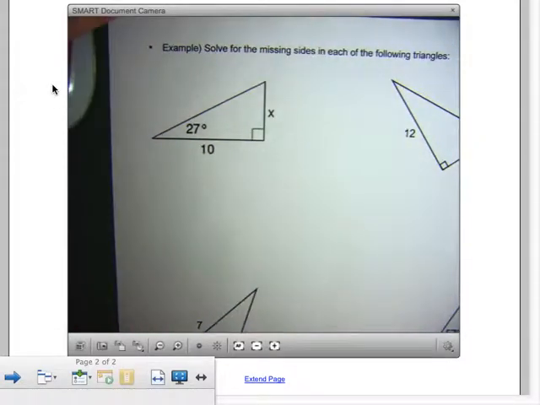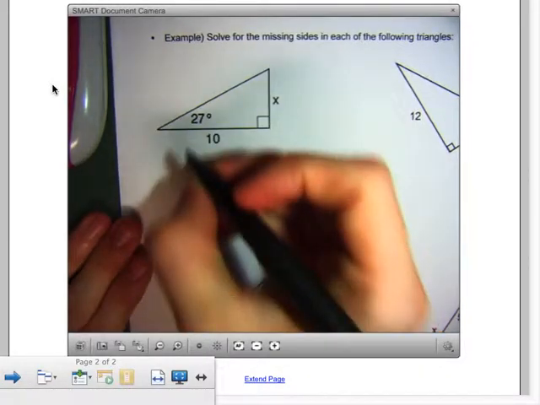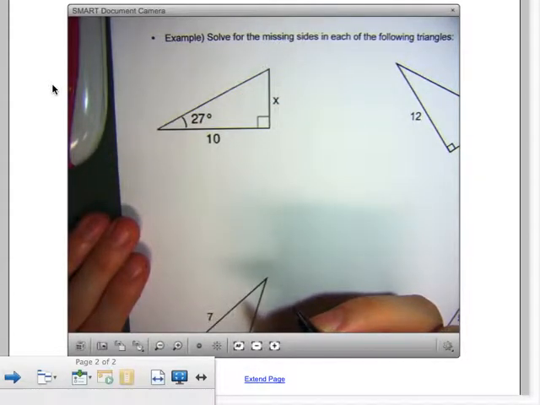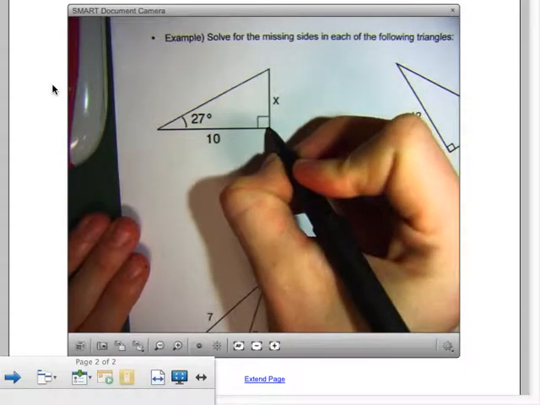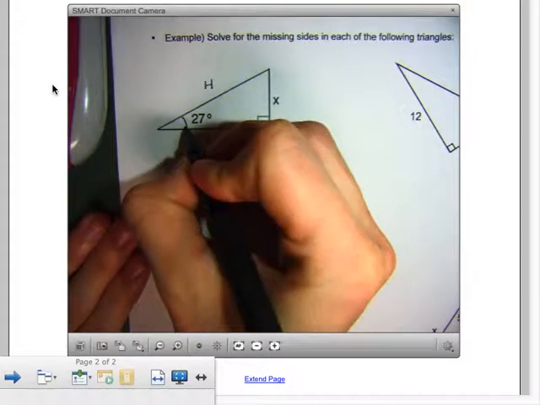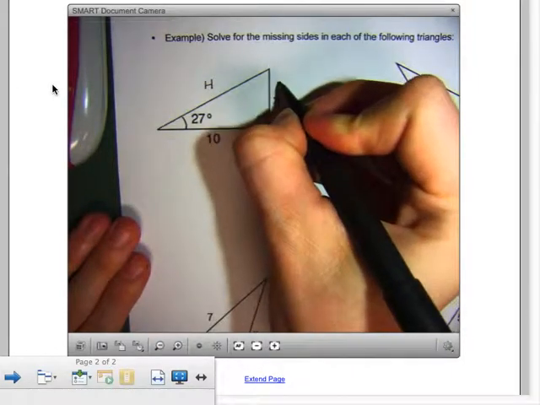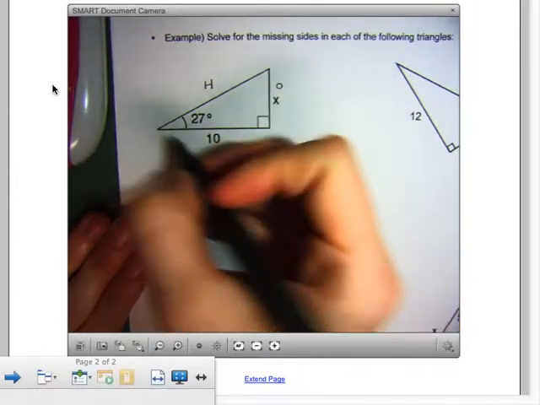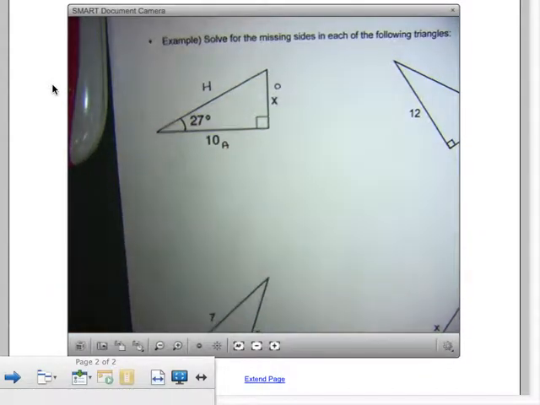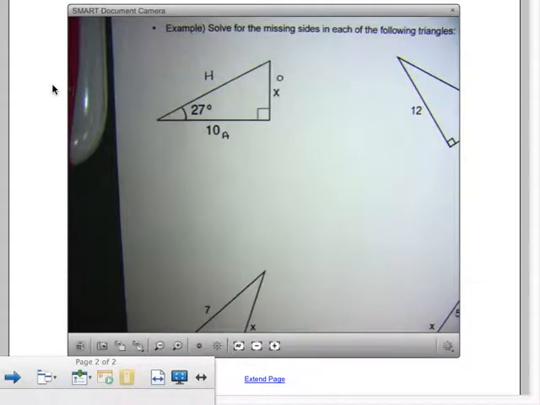So solve the missing side in each of the following triangle. Okay, so they tell us this angle here is 27, so this is like my theta. So I'm going to label the triangle opposite hypotenuse and adjacent. So if we start with hypotenuse, across from the 90 degree is hypotenuse. If this is my angle, across from that is the opposite side, and then this would be the adjacent side. So I need to either use sine, cosine, or tangent to set up a trig ratio to solve for x.